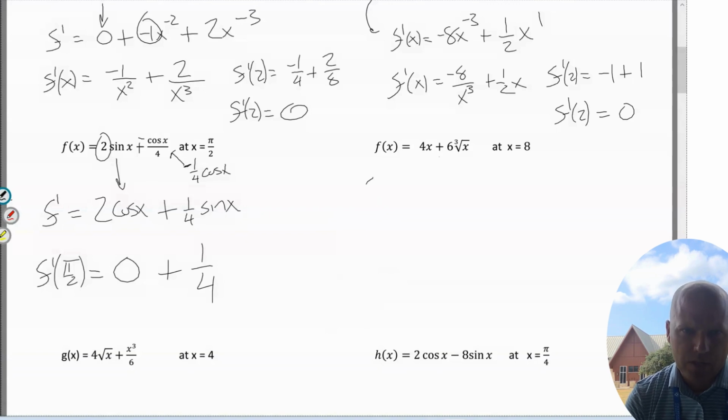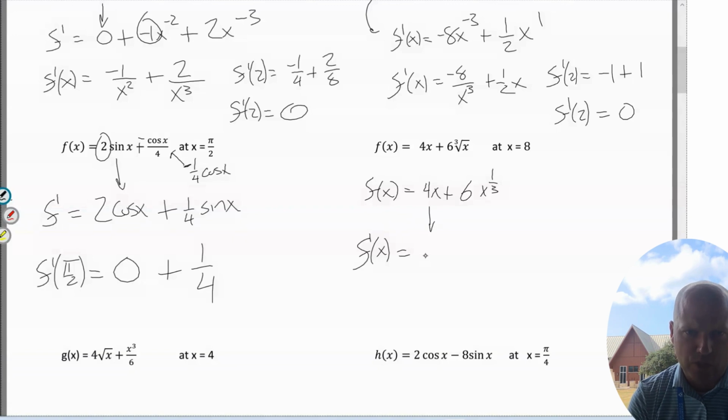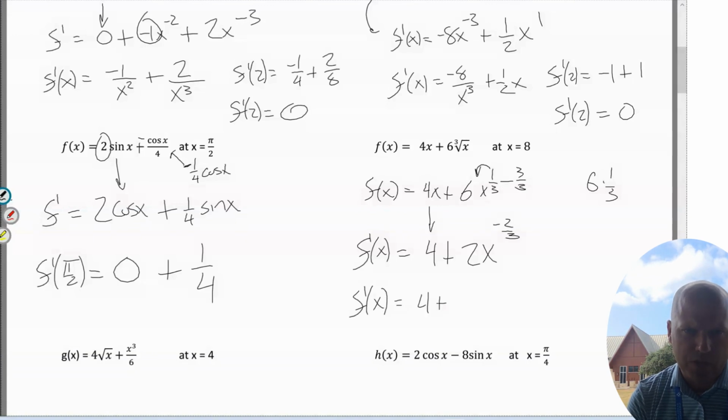What about this? Cubed roots, square roots, don't worry, just rewrite as x to a fractional power. A cubed root is a 1/3 power. So let's find the slope equation. The slopes of 4x are 4. The slopes of 6x to the 1/3: the 1/3 comes down. 6 times 1/3 is 2. Subtract 1 is like subtracting 3/3. I get negative 2/3. That means my slopes are going to be 4 plus 2 over x to the 2/3.